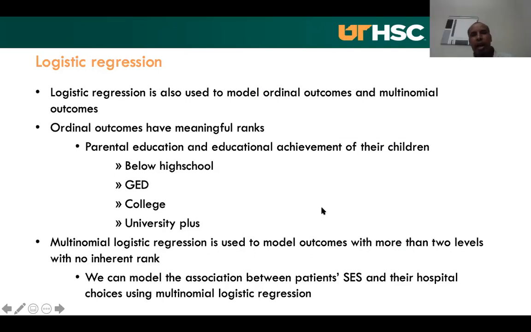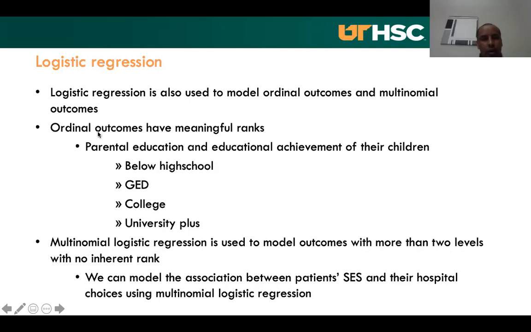So in addition to binary outcomes, logistic regression is also used to model ordinal outcomes and multinomial outcomes. In this case, we don't use the binomial family distribution; we have to use a different method in R as well as in SAS and many other software. But the method is the same, just slightly different.